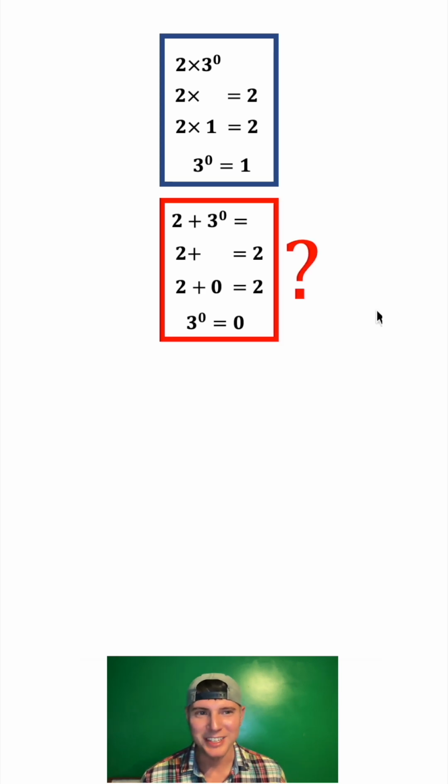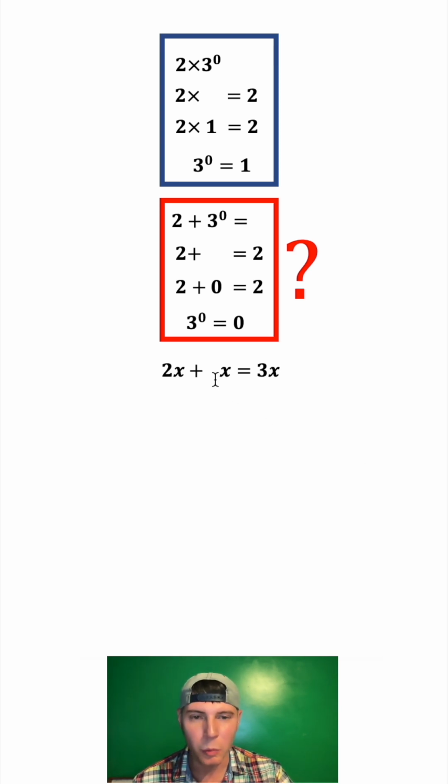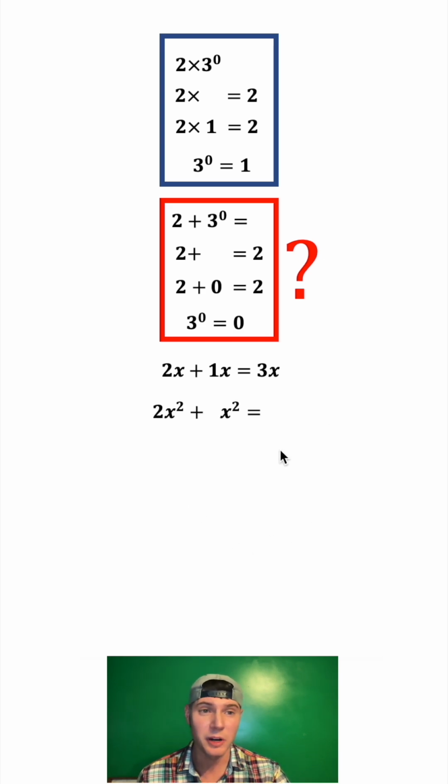So how do we feel about this? I'm going to explain why this isn't true. First, let's talk about what is 2x plus x. This is equal to 3x. Why is that? Because there's an implied 1 in front of that x. Or what about 2x squared plus x squared? Well, that's equal to 3x squared. And why is that? Because of the implied 1. So it'd be 2 plus 1 is 3.